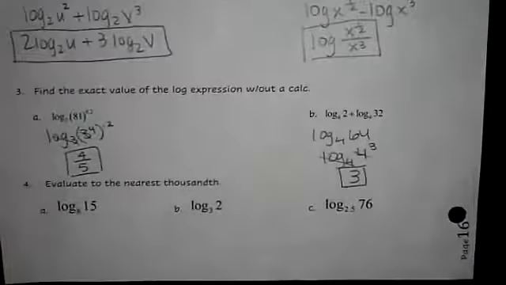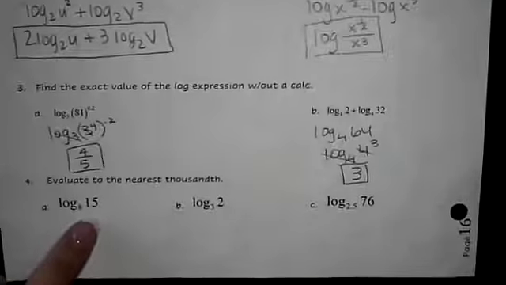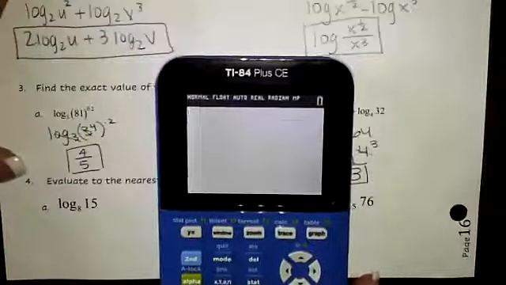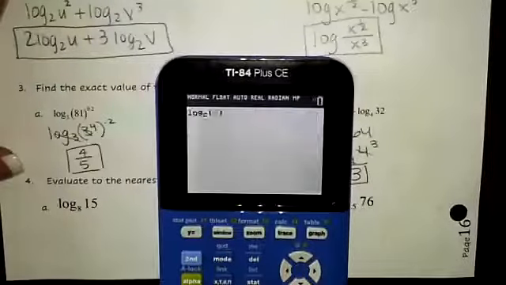So you could use these properties to evaluate without a calculator. In some cases, you will have to do it with a calculator, like log base 8 of 15. Those can't have the same base, so I can't do that. So that's one that I would want to use the calculator for. Again, we use alpha window, and we go to log base. And the calculator has all of these stored for you. So you can do log base 8 of 15.